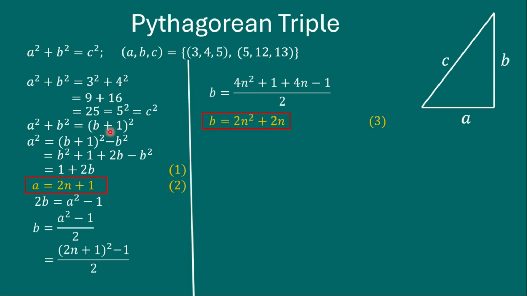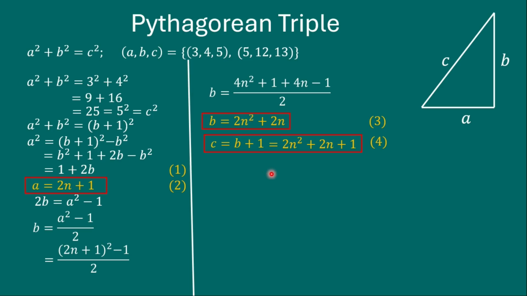Now, since by definition and from the pattern of this number, we said c equals b plus 1. Therefore, I can write c equals b plus 1, and putting the value of b from equation 3, I get c equals 2n squared plus 2n plus 1, and I call this equation 4. That means equation 2, equation 3, and equation 4 together define a large number of Pythagorean triples in terms of integer n.